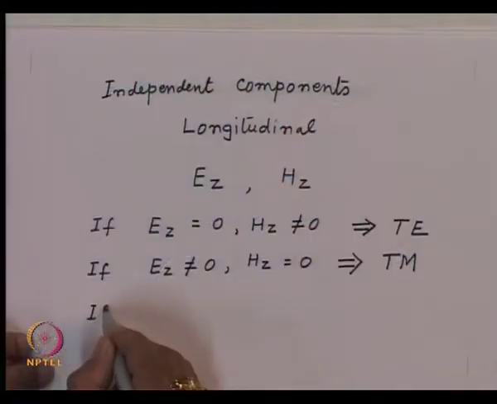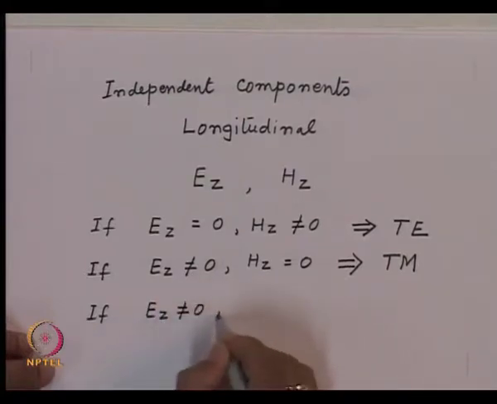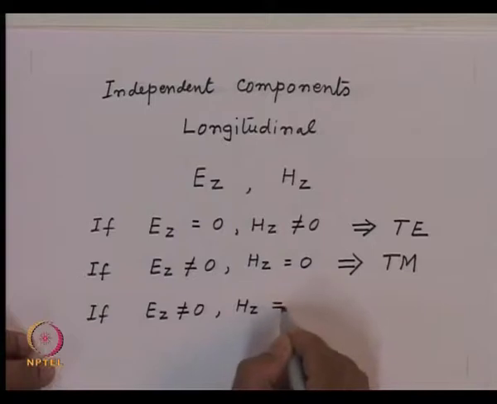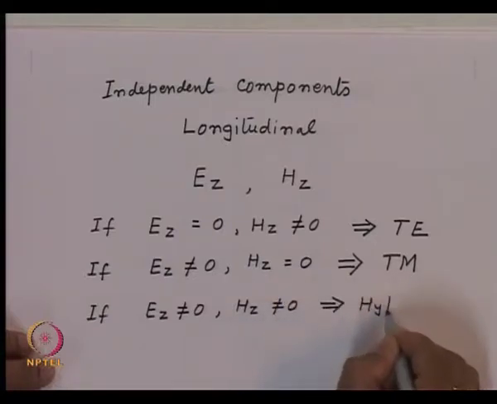So, these two modes essentially correspond to the meridional rays in terms of the ray model, and when both of them are non-zero, Ez not equal to 0 and Hz not equal to 0, that gives you what is called the hybrid mode.